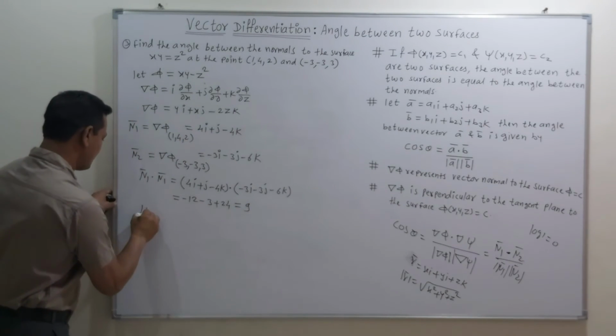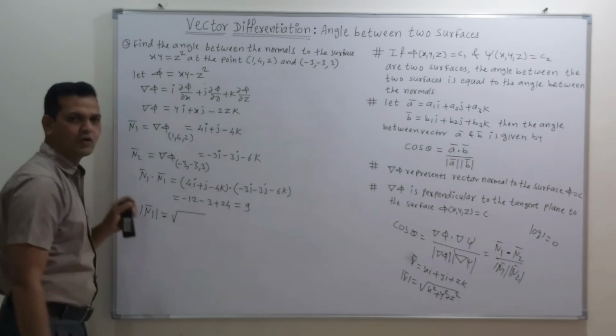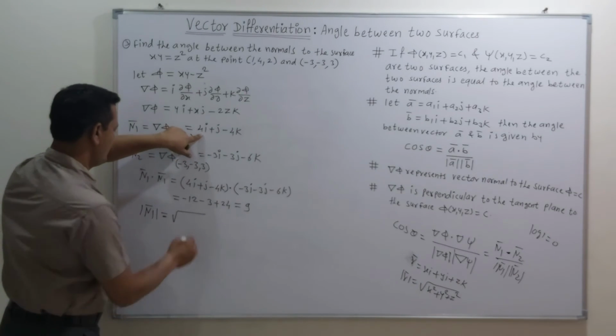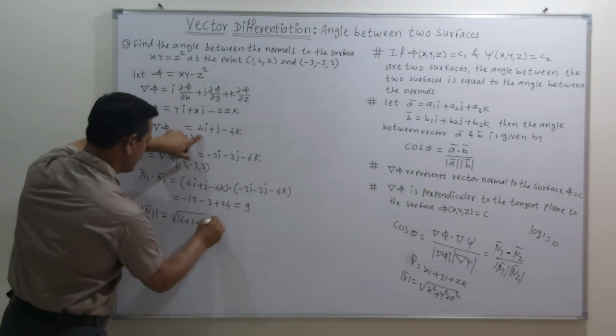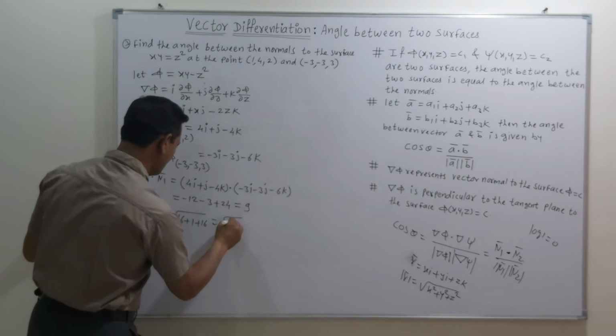So now friends, the next step is to find the magnitude of n1, which is defined as the root of x square plus y square plus z square. So 4 times 4 is 16 plus 1 plus 16, which is root of 33.